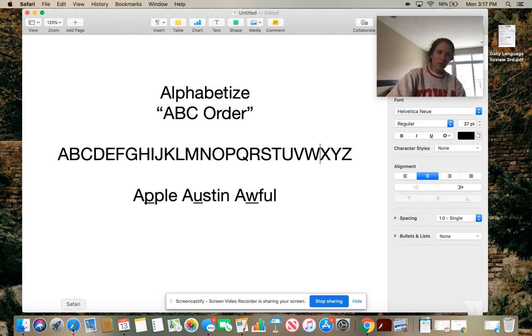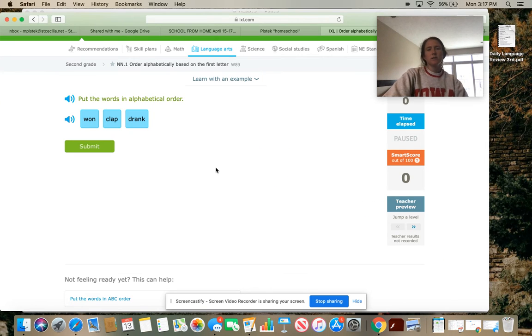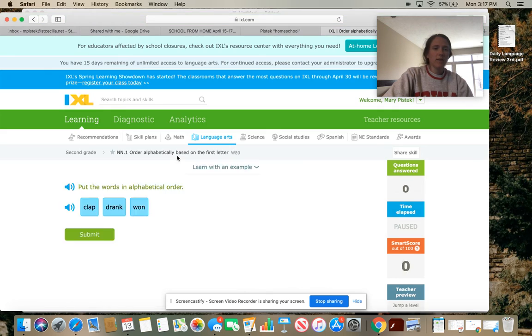So if you go to the IXL lesson, it says to put the words in alphabetical order. So I have one, clap, and drink. So C comes first in alphabetical order because A, B, C. D comes second, and then W is obviously quite a ways towards the end of the alphabet. So I'm just dragging them and then putting them in order.